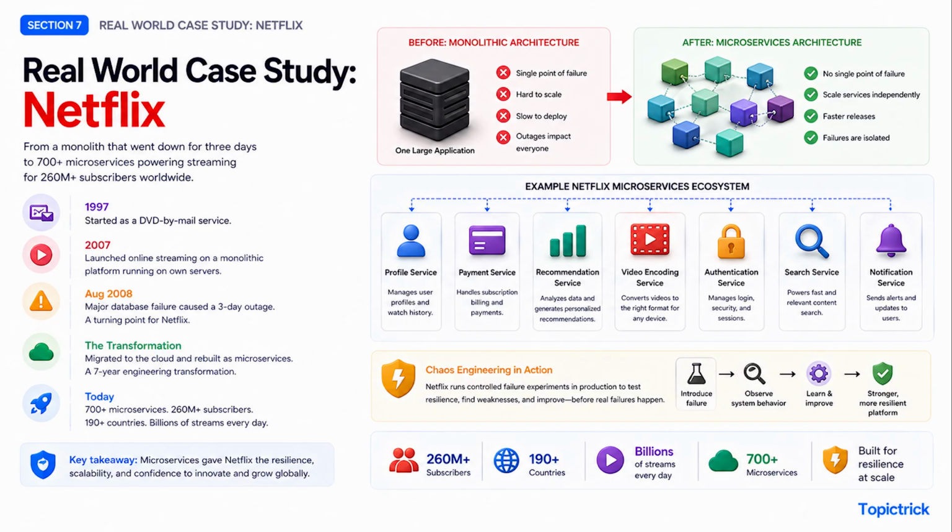Netflix also uses a practice called chaos engineering, where they intentionally introduce failures into their own systems during working hours to test how resilient the architecture is. If one service fails in a controlled test, they want to observe how the system behaves and improve it before a real failure happens. This level of confidence and fault tolerance is only possible because of the way microservices isolate each function from the rest.